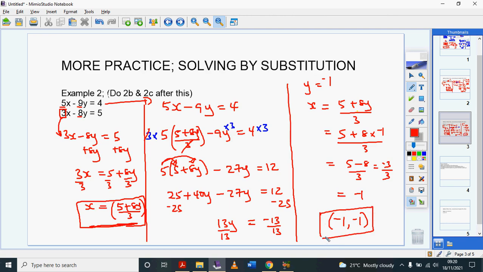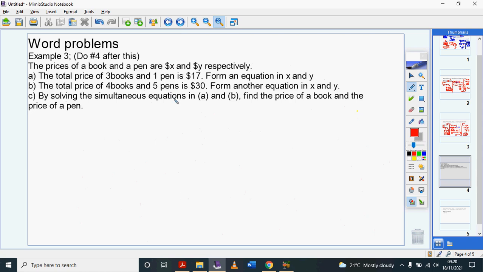After this, please pause the video and go and do 2b and 2c. We also have word problems, and we're going to try this word problem, and then you will try to do number 4 in the same exercise.